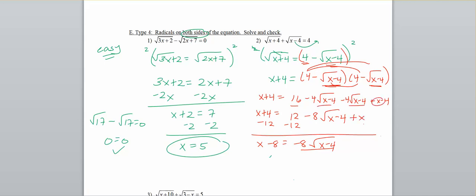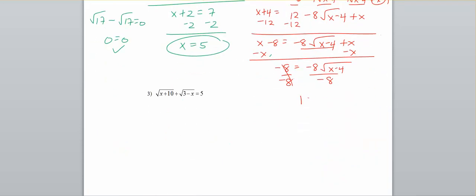If I have my x, before I divide, if I subtract the x, which makes this problem a little bit easier, my x's will go away. So I have negative 8 is equal to negative 8 times root x minus 4. Now I'm going to divide by negative 8. So I'm going to get 1 is equal to root x minus 4. And now we're back to the very beginning where I have a radical isolated. Since it's a square root, I'm going to square both sides.